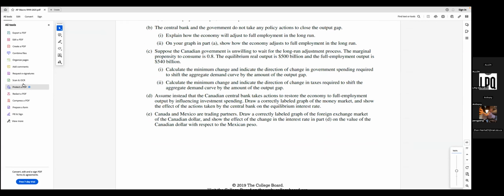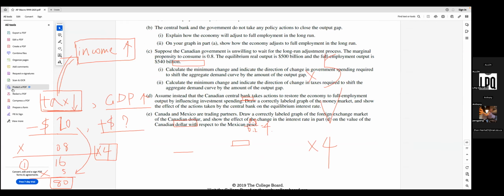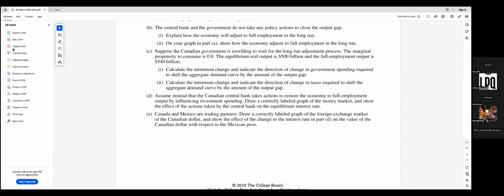Now you can see how they test this. They give you 5 minutes. Within 5 minutes, you should do a little bit of calculation.